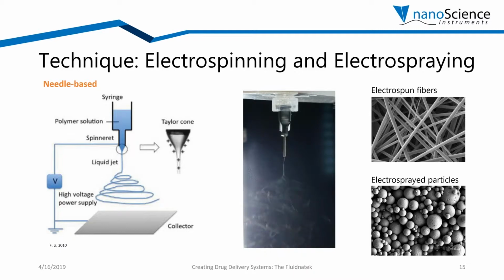At this point, a liquid jet is ejected, and due to whipping and bending instabilities, the solvent is evaporated during the process. Eventually, dry fibers are collected on a collector. This process can be seen in the image in the middle, which was actually taken using our Fluidnatek equipment. According to the polymer solution and its properties, we can obtain either electrospun fibers or electrosprayed particles. One of the important aspects of this technology is that it can produce a dry product in a single step.